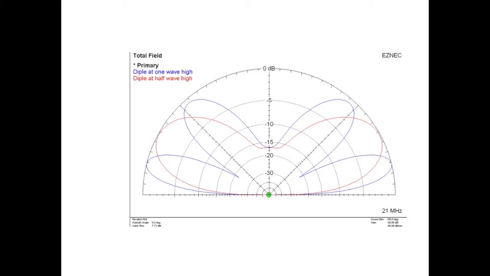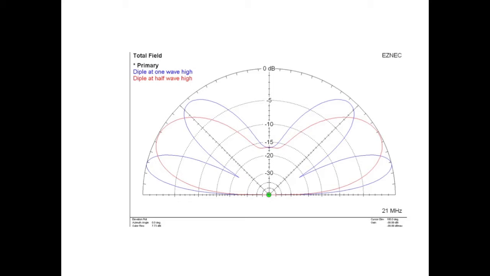In this case, the red trace shows an antenna a half wave high. The blue trace, an antenna a full wavelength high. Now, as we look at this, we notice the antenna that is a half wave high has only one lobe on each side. The one that is a full wave high has two lobes. And where you had a peak on the red graph, you have a null on the blue graph.